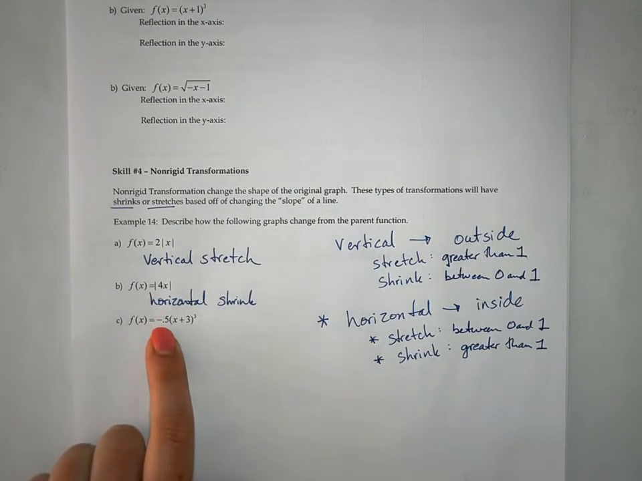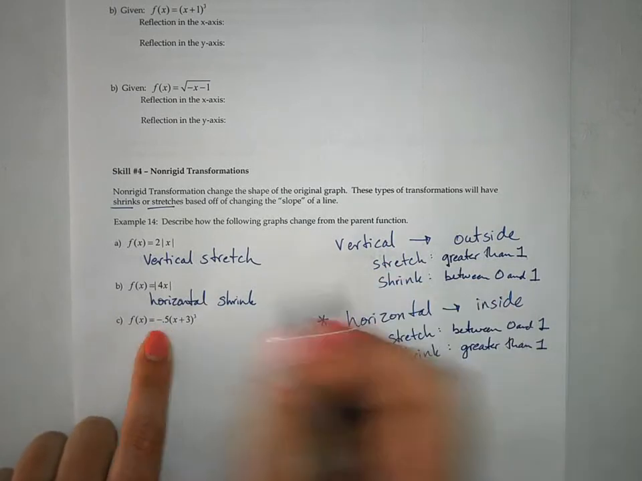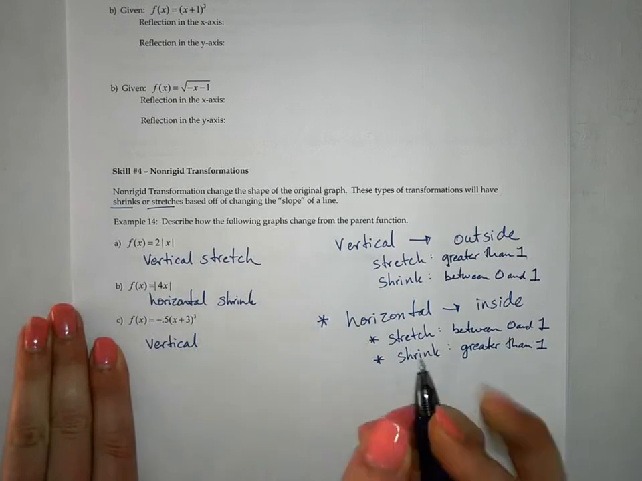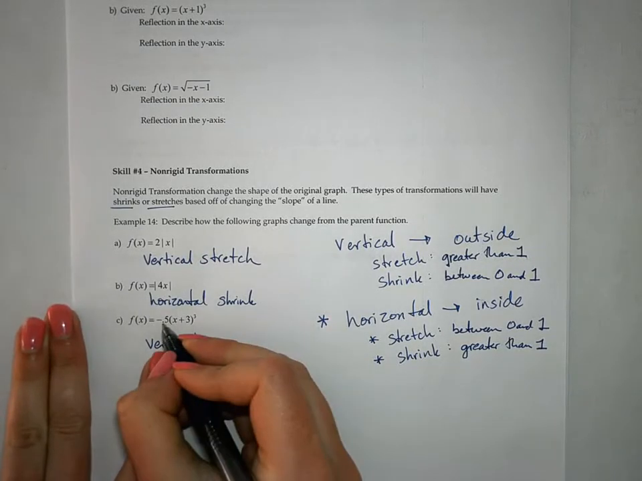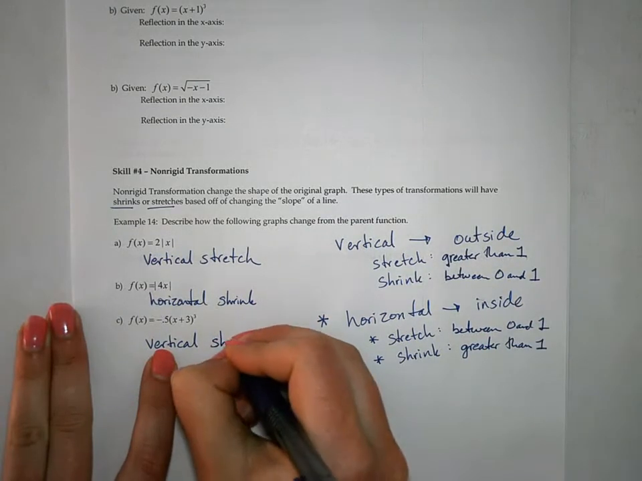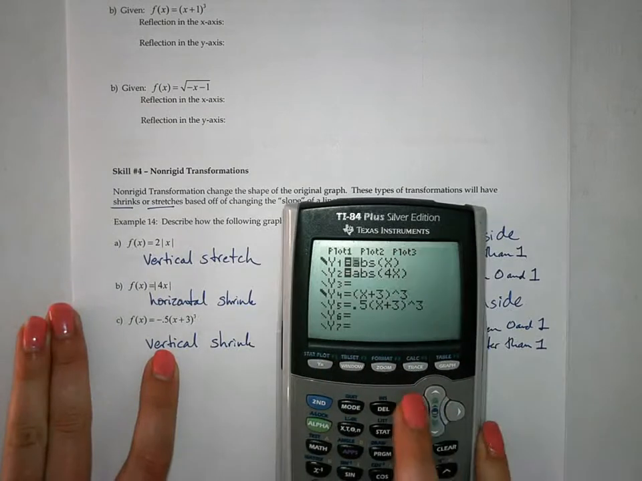This one here then, this gives us a chance to kind of test our thoughts. We see a number on the outside, so that should be a vertical. And then we see that it's a 0.5, so it's between 0 and 1. So this should be a vertical shrink. That's what we think here. Let's go back and check it.